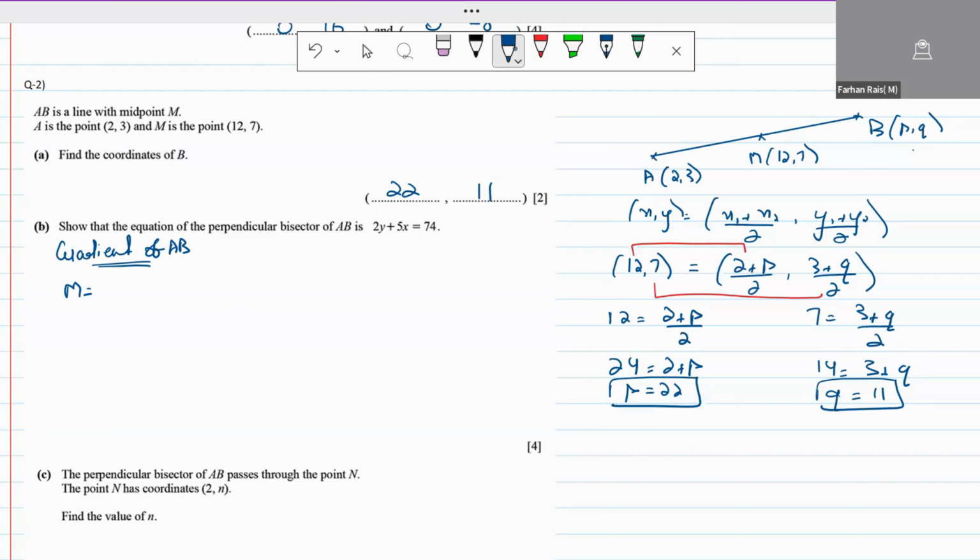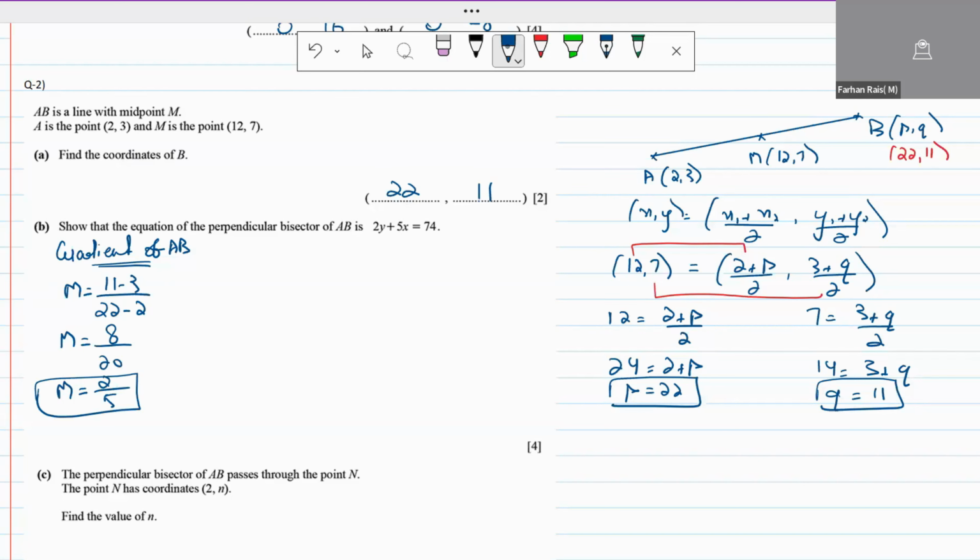y2 minus y1. We have got the point B as 22 comma 11. Using the gradient formula, we'll have the gradient as y2 minus y1, which would be 11 minus 3, upon x2 minus x1, which would be 22 minus 2. So we get the gradient as 11 minus 3, that's 8, upon 22 minus 2, that's 20. In simplified form, 4 2s are 8, 4 5s are 20. We get the gradient as 2 upon 5.